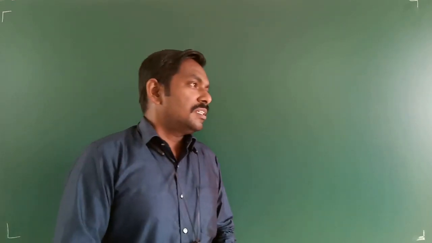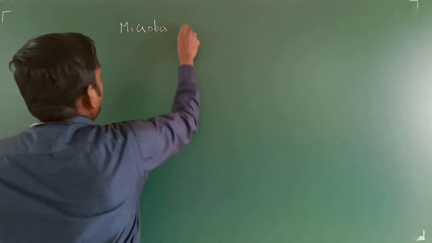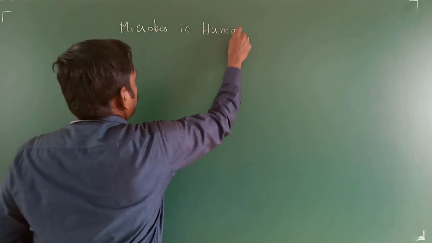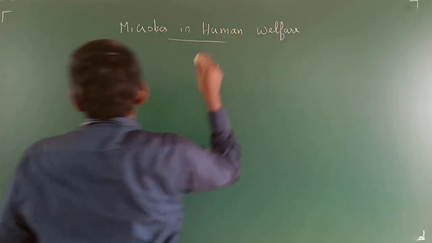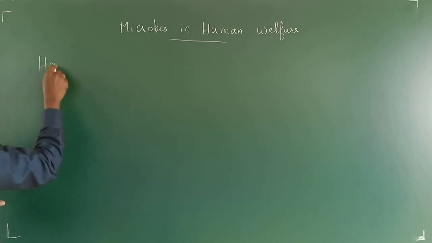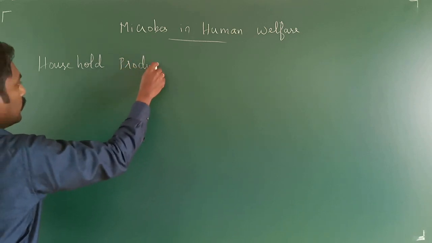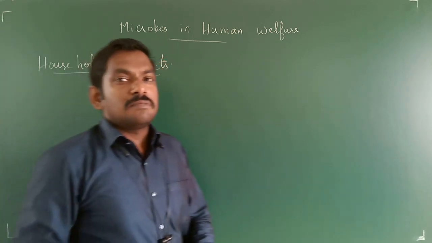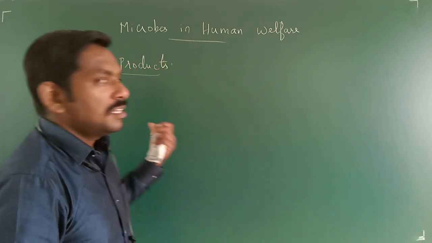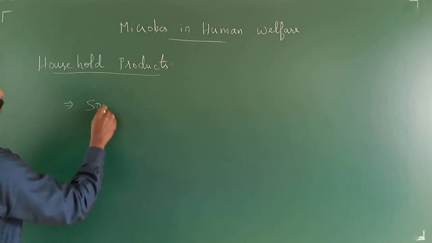So we are going to see about the household products of microorganisms. The topic is microbes in human welfare. We have seen the various products and the microorganisms involved in their production. Now we are going to see about the products of soybeans.